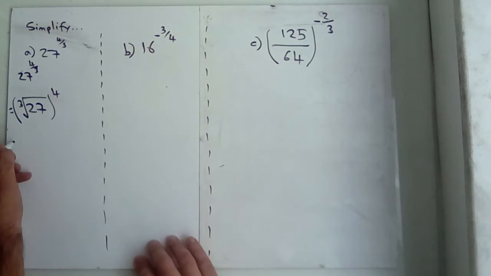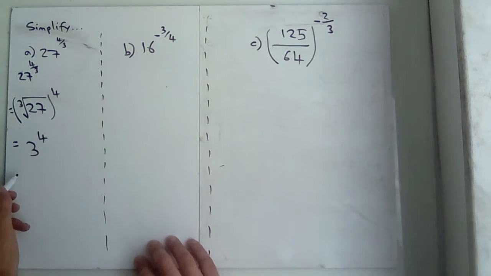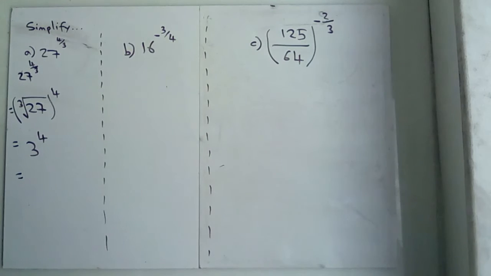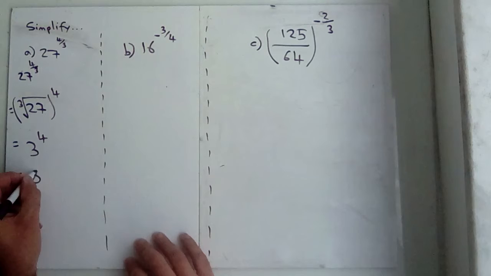So the cube root of 27 is 3. So this bit in the bracket is 3. And then we need to raise that to the power 4. Well, 3 to the power 4 is 3 times 3 times 3 times 3. So it's 3, 9, 27, 81. 81.